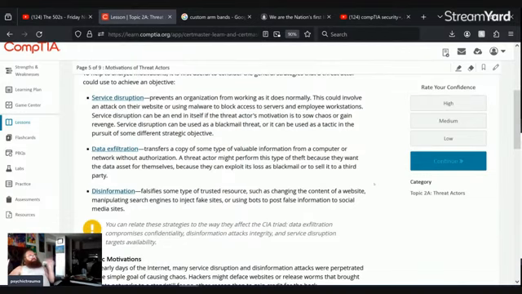Disinformation falsifies some type of trusted resource, such as changing the content of a website, manipulating search engines to inject fake sites, or using bots to post false information to social media. You can relate these strategies to the way they affect the confidentiality, integrity, availability triad. Data exfiltration compromises confidentiality, disinformation attacks integrity, and service disruption targets availability.